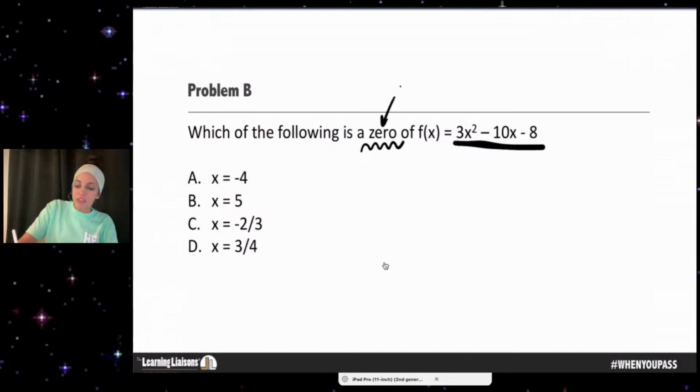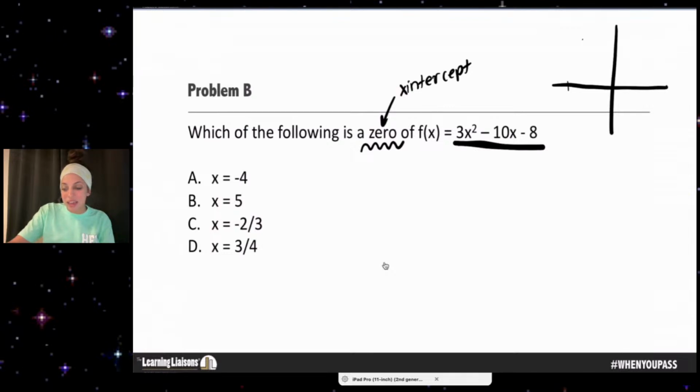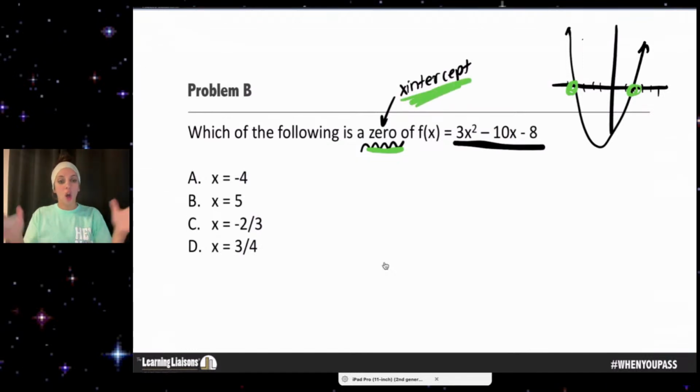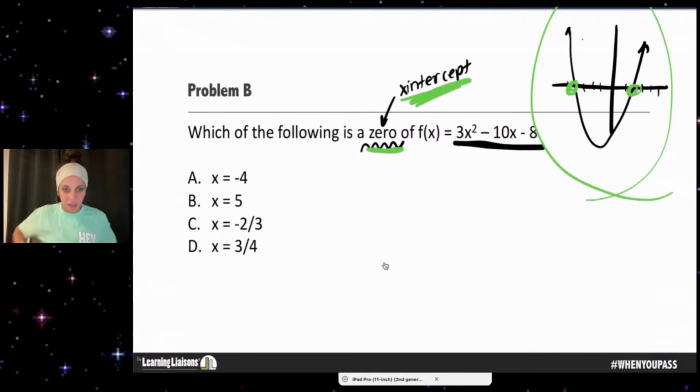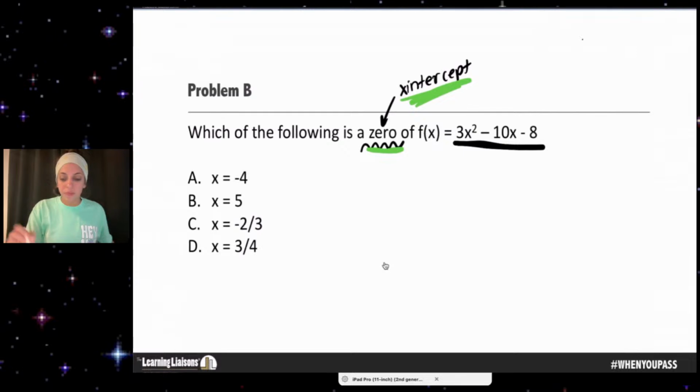Remember, my 0 is also my x-intercept, which is also where my graph crosses the x-axis. And x-intercept is my 0, which is where my graph crosses my x-axis. X-intercept, 0, all the same thing. This is not an accurate picture of this graph. It's just one that I whipped up. So let's go ahead and explore this.